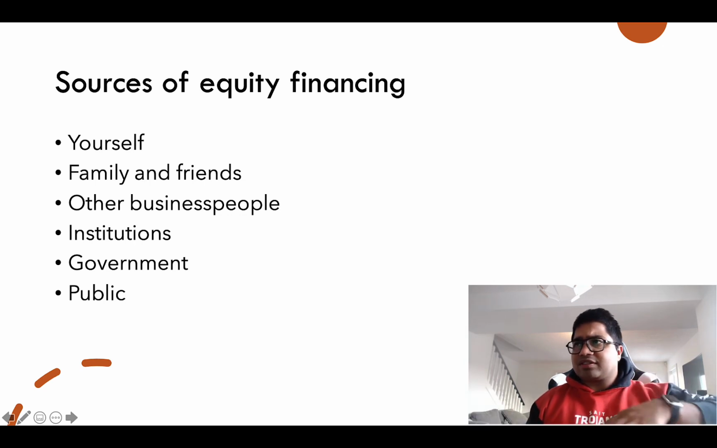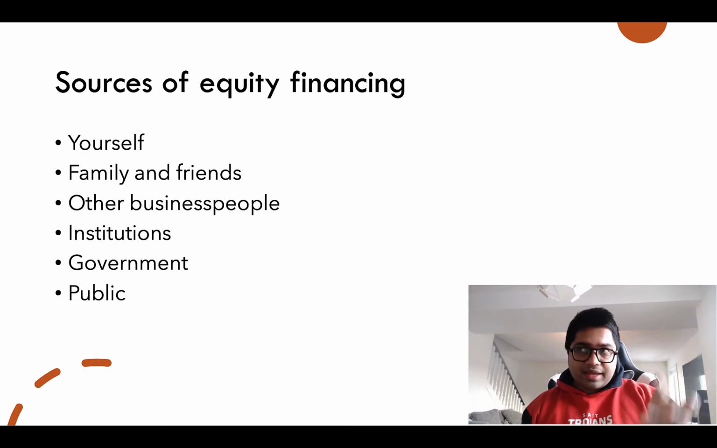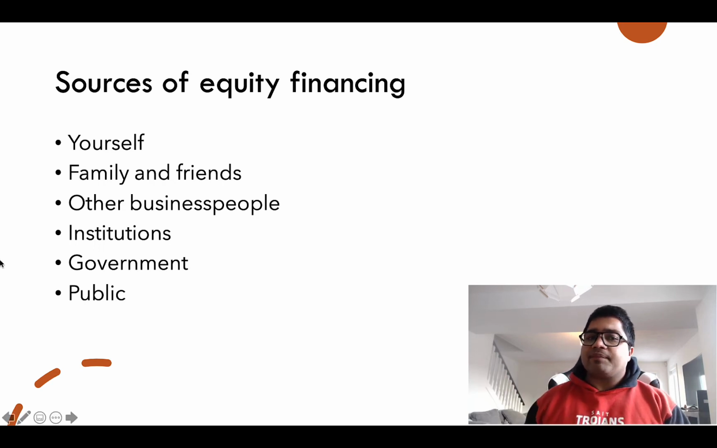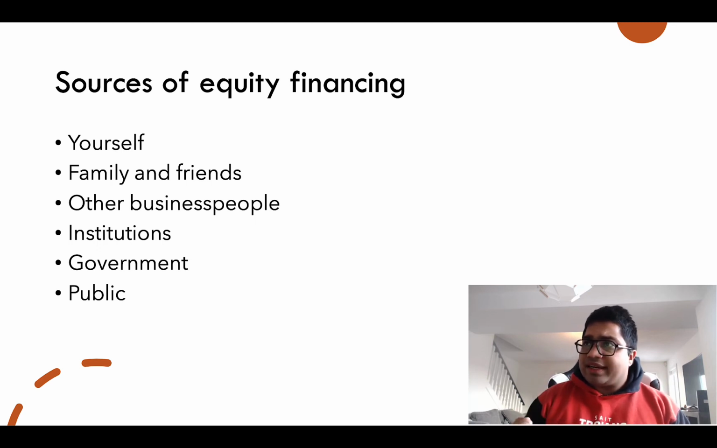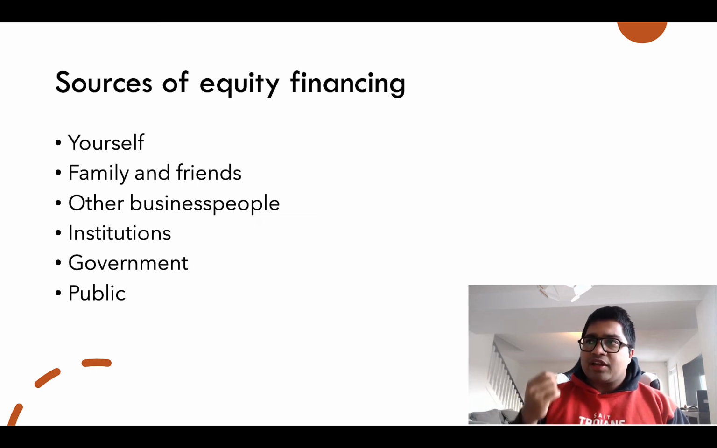Institutions are generally financial institutions, venture capitalist funds, angel investors. You can give your ownership to them and take money from them. You can give it out to government. There are certain government schemes where they take ownership in your business against some money. Or you can give out ownership to the general investing public. You can do a public offer, but the process of public offer is very tedious. You have to go through the entire IPO, initial public offering process.